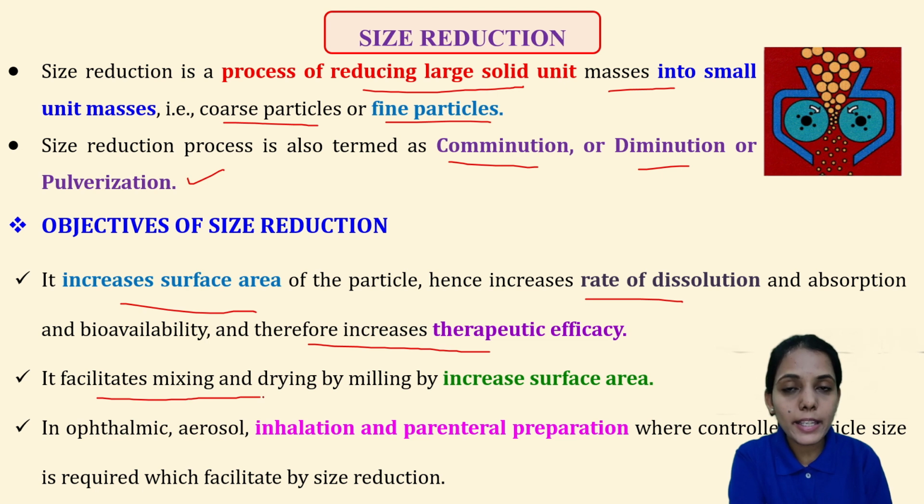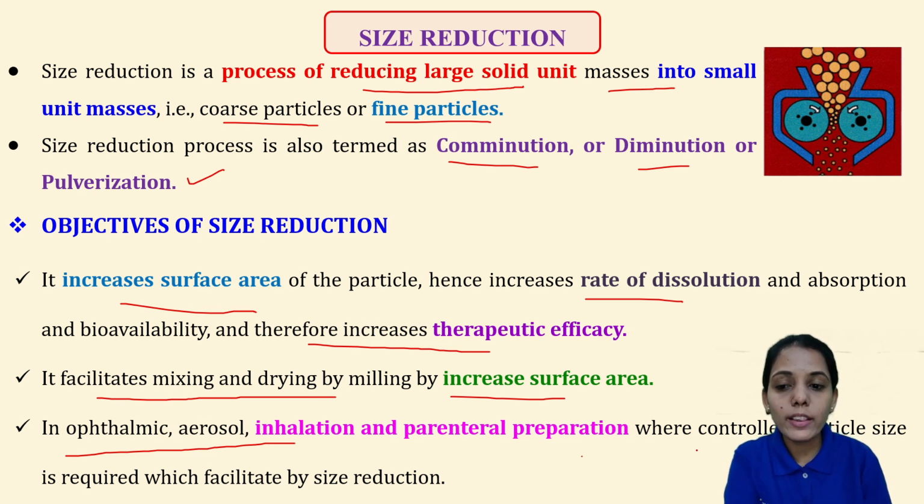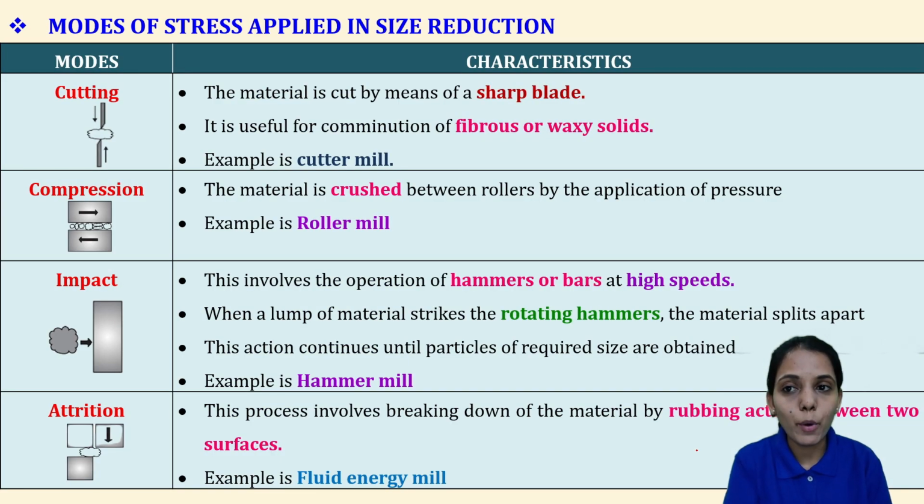It facilitates mixing and drying by milling, by increasing the surface area. In ophthalmics, aerosols, inhalation, and parenteral preparations, where controlled particle size is required, this is facilitated by size reduction. So in ophthalmic, aerosols, and parenteral, minimum size is required. In oral formulation, a little bit higher size is okay, but in case of other routes of administration, lesser particle size is required, and hence size reduction is important.